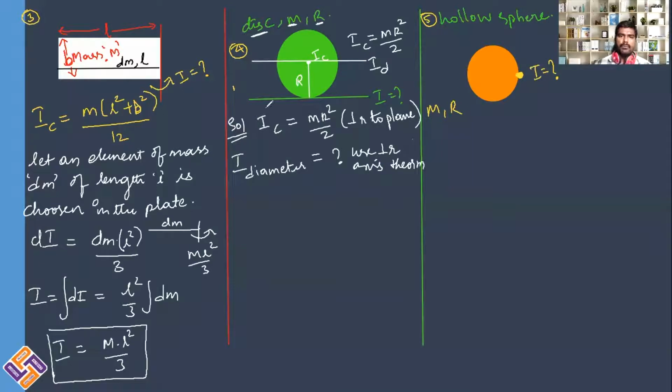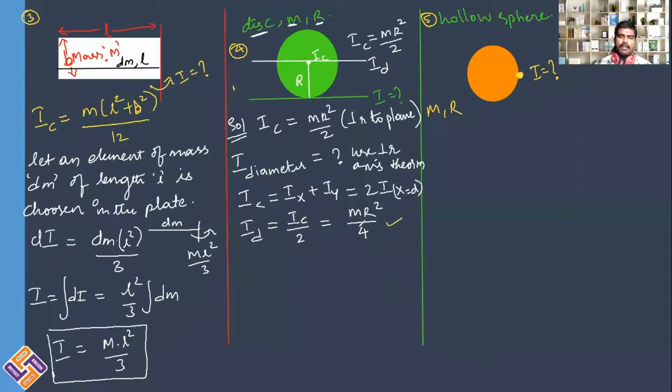Okay. So, we know that moment of inertia with respect to C is equal to Ix plus Iy. This is equal to 2 times Ix. And this Ix is nothing but moment of inertia with respect to diameter. Now from here, moment of inertia with respect to diameter is equal to IC divided by 2, which is equal to mr square divided by 4, because IC is mr square by 2. So moment of inertia with respect to diameter is mr square divided by 4.